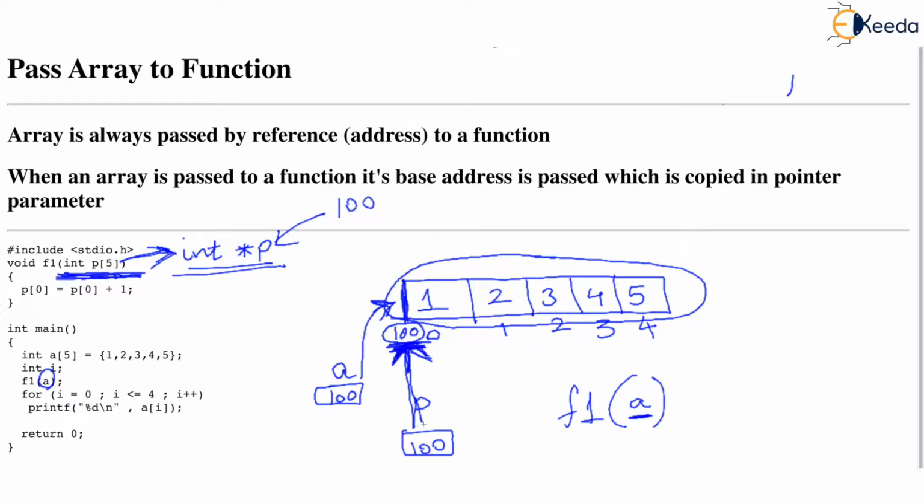So what happens actually is the base address of the array gets copied in a pointer. Which method would you like to write as parameter? int *p, which is also correct. You know that this is what ultimately happens, or int p[]. Think over it.